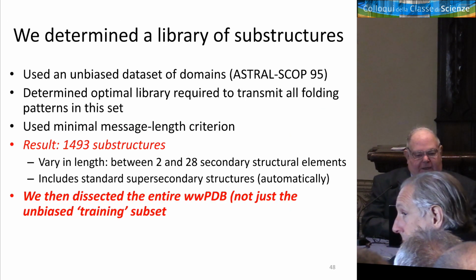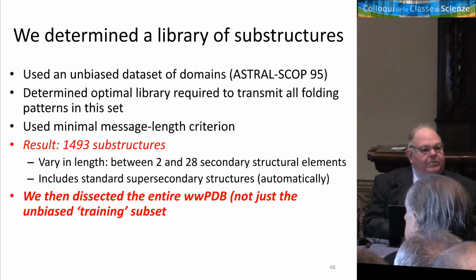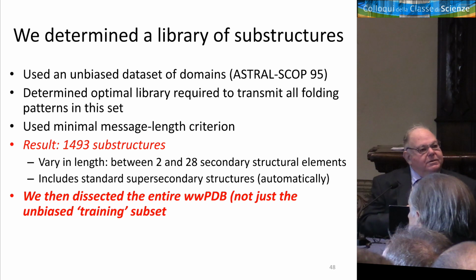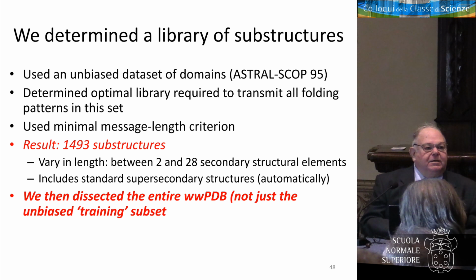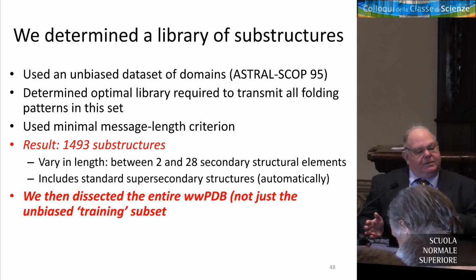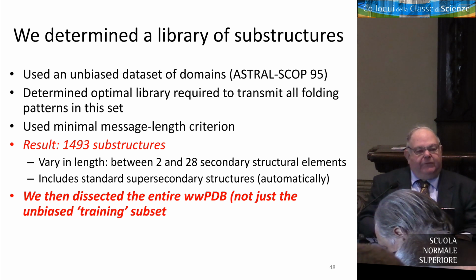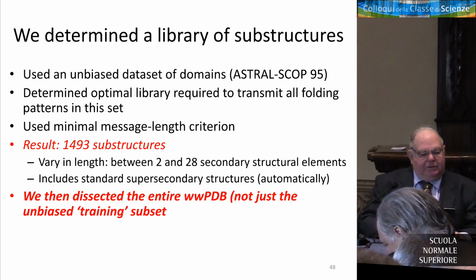And using that, we used an unbiased data set of domains. Because the choices depend on how often things occur, you don't want to use the whole protein data bank, because the whole protein data bank has hundreds of myoglobin structures, and that would bias things. People have extracted structurally unbiased data sets, and we determined an optimal library required to transmit all the folding patterns in this set using minimum message length.